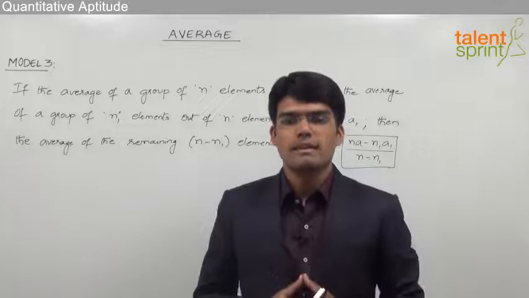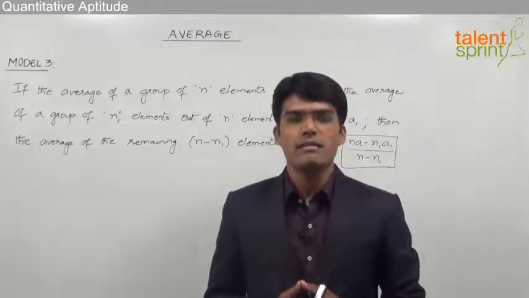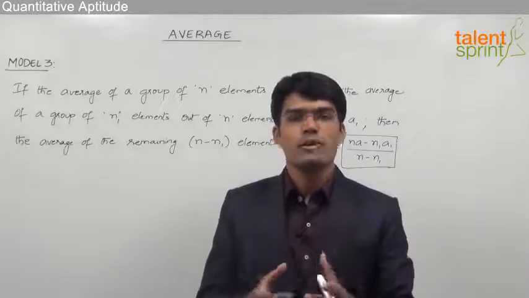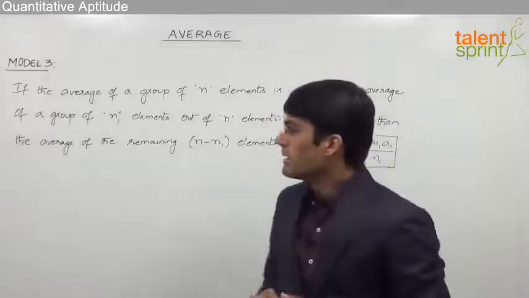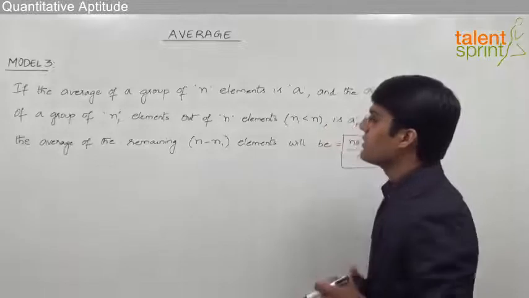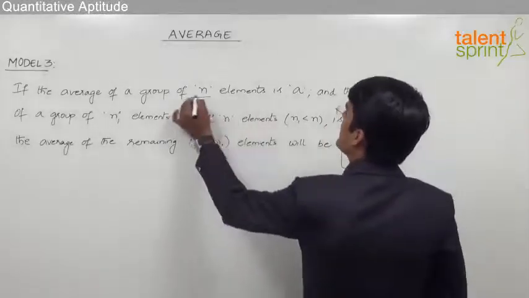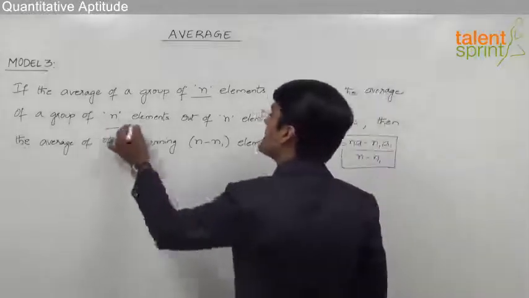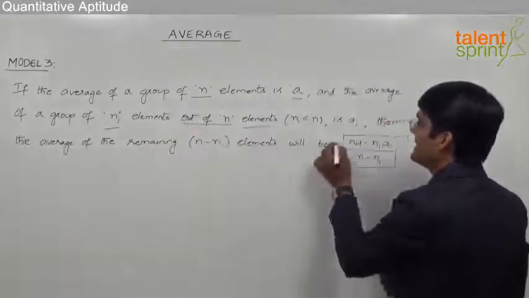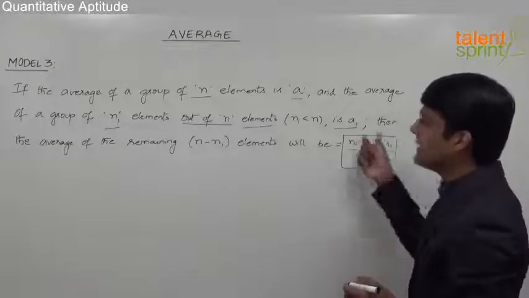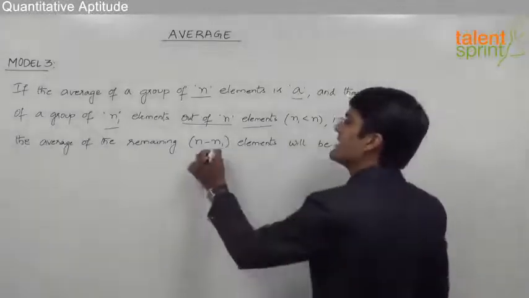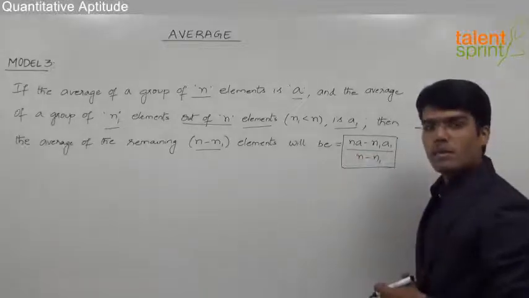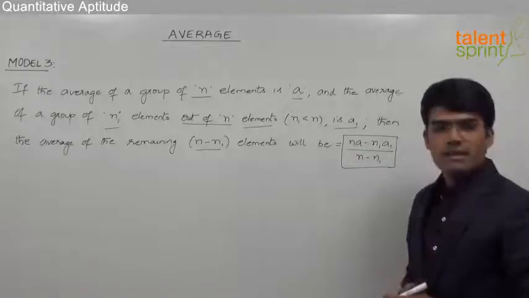Let us now understand the third model from average, where we are supposed to find out the average of a smaller group out of a given larger group. The point here is, if the average of a group of n elements is A and the average of a group of n1 elements out of n elements is A1, then the average of the remaining elements, that is n minus n1 elements, will be (n into A minus n1A1) divided by (n minus n1).